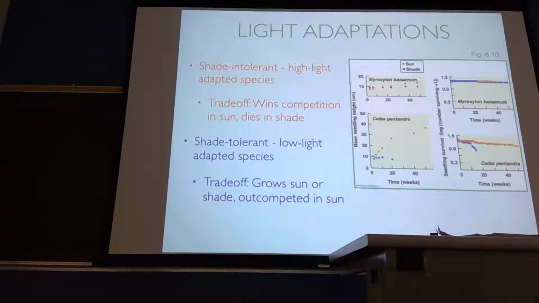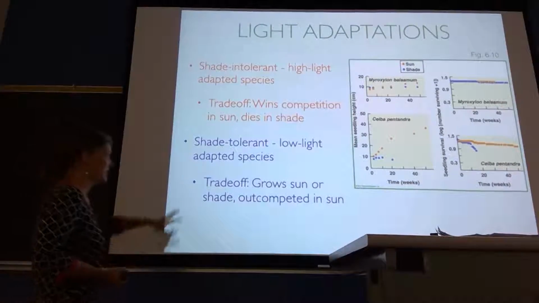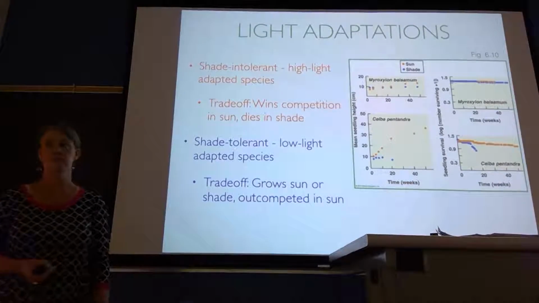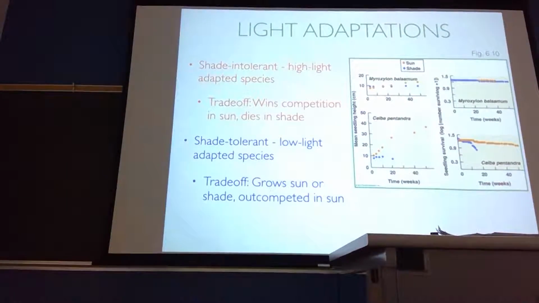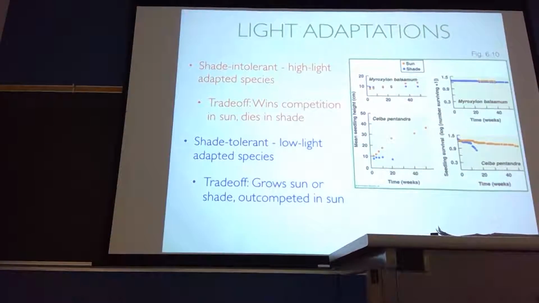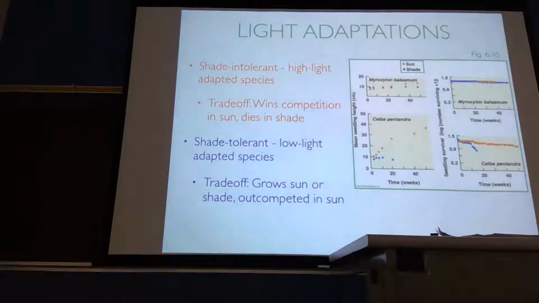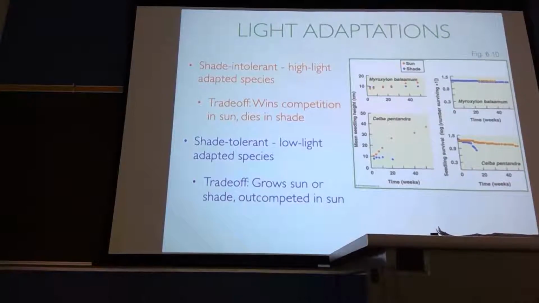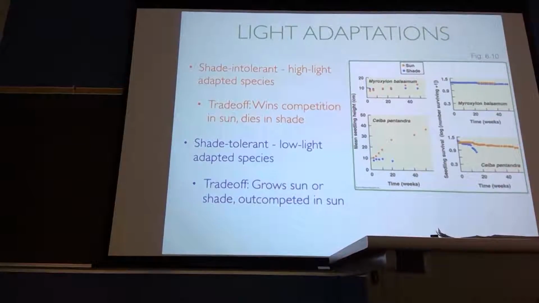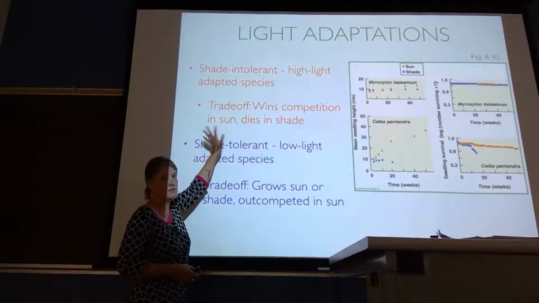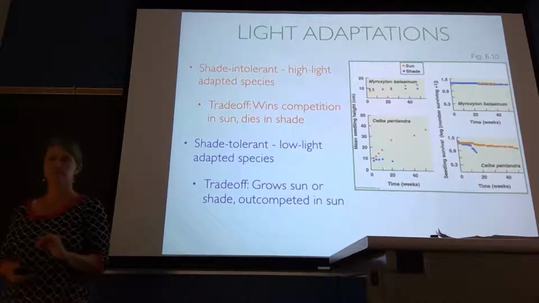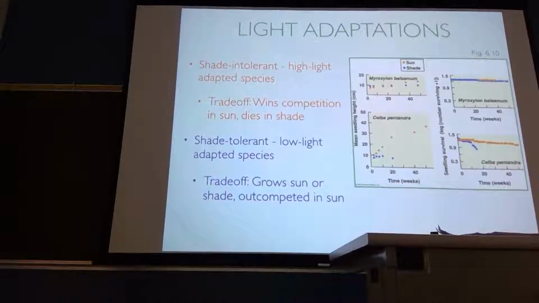That opens up a niche then. That opens up a habitat where the shade tolerant species can do really well. The shade tolerant species can grow in the shade and they can grow in the sun, but they're going to grow more slowly. They're going to do worse in the high light environments. They're going to get outcompeted by the high light adapted species in the sunlight. And that's exactly what happens.